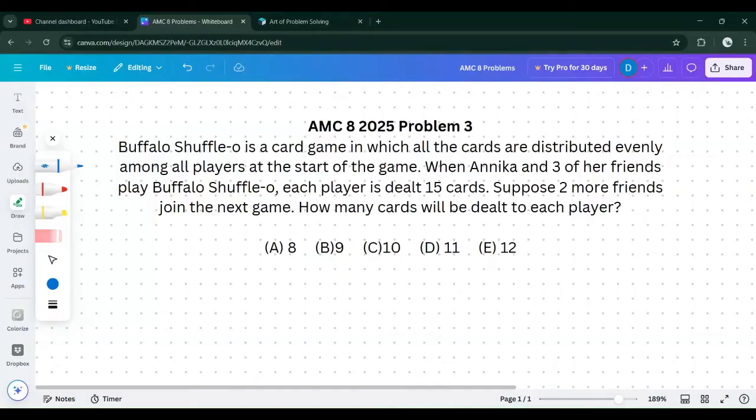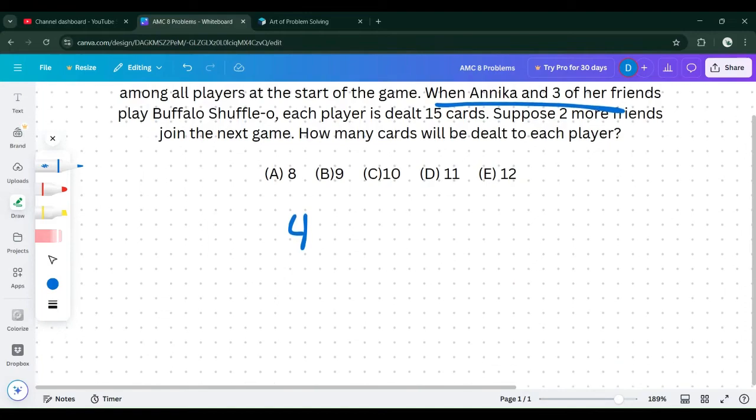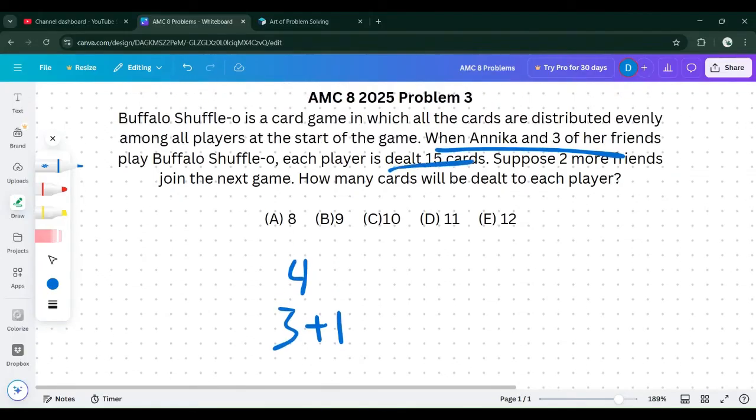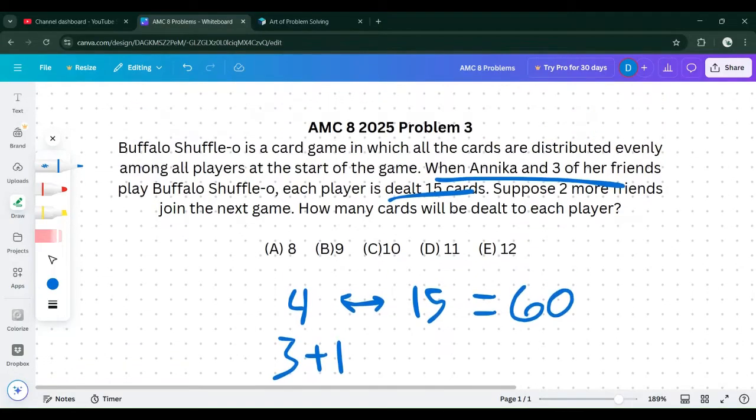We're going to start by analyzing the problem. It reads, so this is the most important part. When Annika and 3 of her friends, so that means there's 4 players in the card game, 3 and Annika makes 4. Each player is dealt 15 cards. So there's no cards remaining, and they're distributed evenly. So there's 15 cards to each of the 4 players. That means there's 60 cards in total.